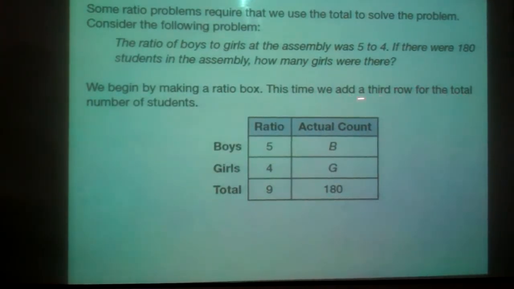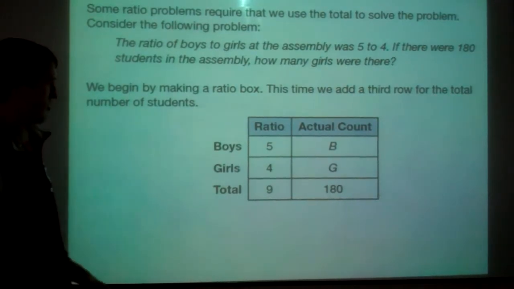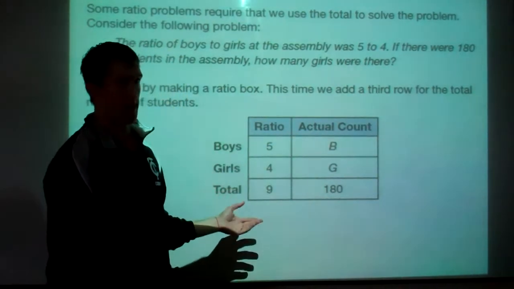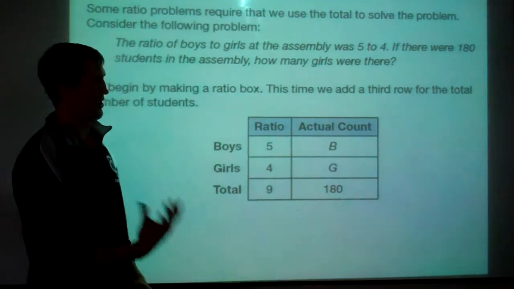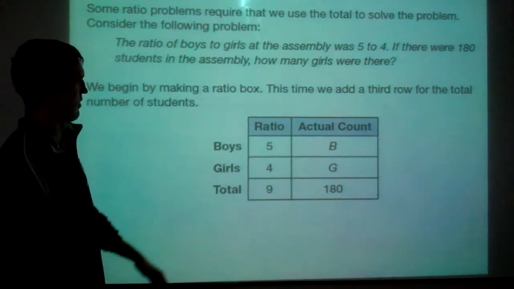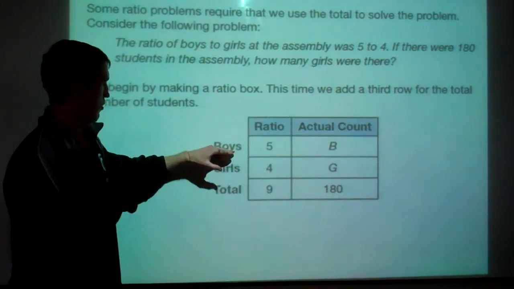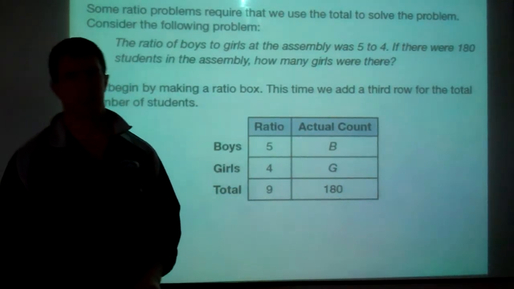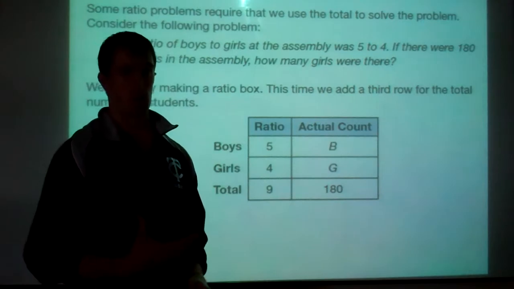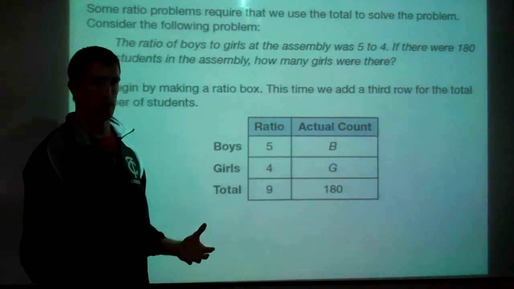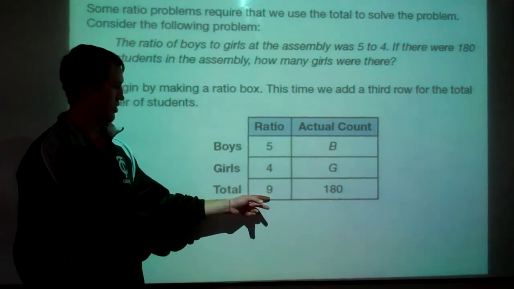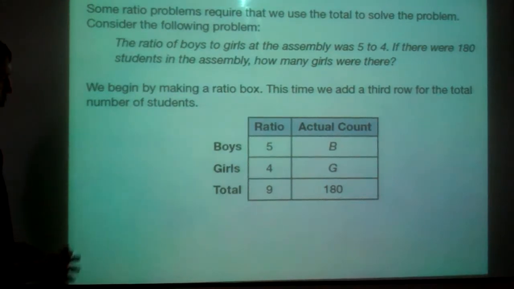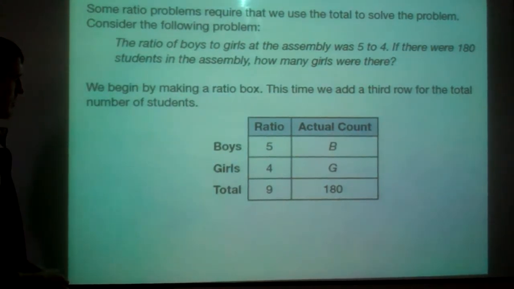So we're basically adding a third row down at the bottom. We still have our ratio column, we still have our actual column, but now we have this total on the bottom here. So let's see how they get everything filled in here. Ratio 5:4 for boys to girls. That looks good. And the total is 9. So remember, anytime we have a column and we want to get the total of that column, we just add up everything. So this 9 here for the ratio total comes from 5 plus 4, and we get 9. Alright? So that's what we would do to get the total in the ratio box.